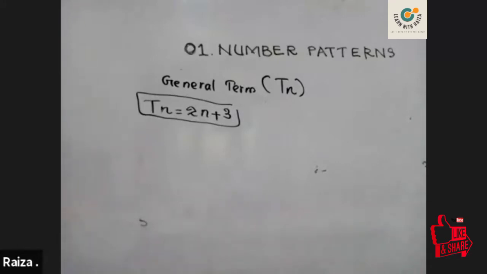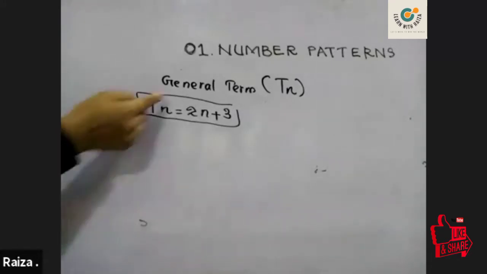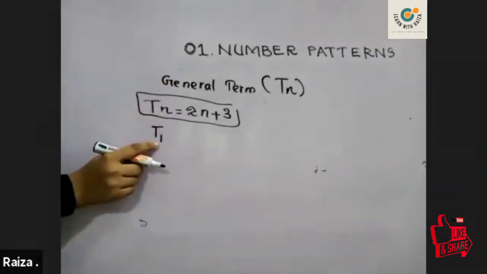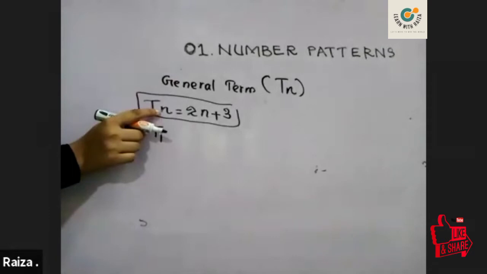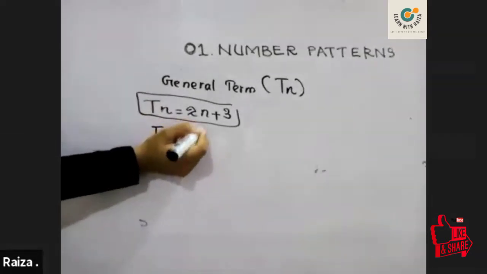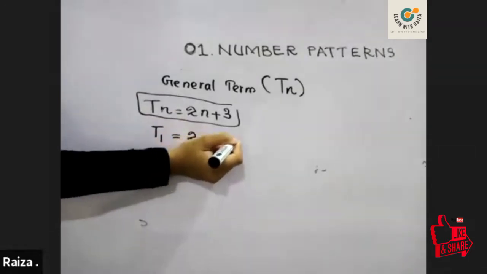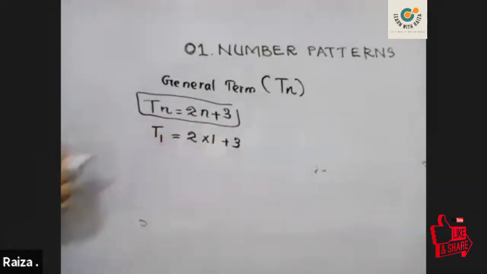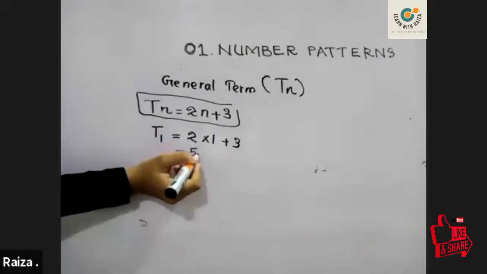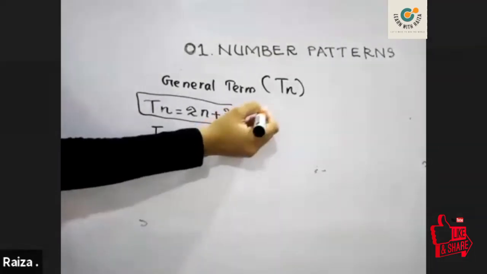Okay. Now, if I ask you what is the first term of such a number pattern, listen carefully. T1, I'm going to find the first term. What did I do here? Instead of n, I put 1. So instead of n here, I can put 1, plus 3. First of all, you know that in BODMAS, you first have to do the multiplication. So 2 times 1 is 2. 2 plus 3, you are getting 5. So 5 is the first term of this number pattern.